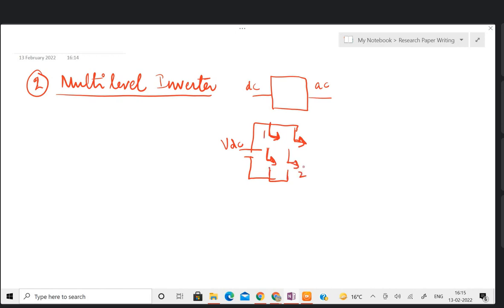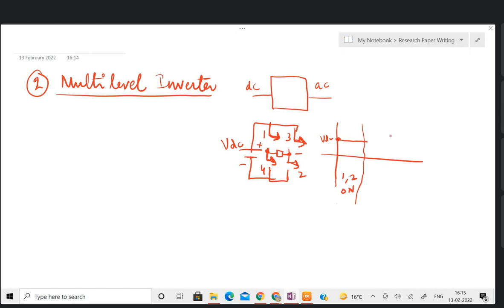So 1, 2, 3, and 4, and load is here. What is the output when I connect 1 and 2? When 1 and 2 are on, and 3 and 4 are off, what is the output voltage? This is plus VDC at this point, and the negative terminal of this VDC would be here. So plus VDC would be appearing across the load.